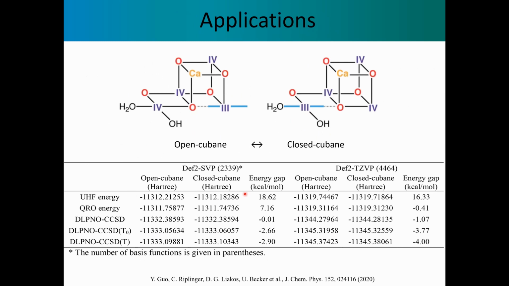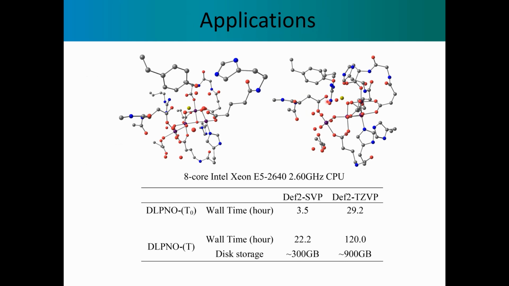I also did some applications for a very large molecule. It contains more than 4,000 basis functions, and this is how the molecule looks. Our program has been parallelized. If you use 8 cores to run these calculations, the (T) takes about 5 days, and the CCSD part also takes about 5 days. So in total, this calculation takes about 10 days. You also need about one terabyte to store all the intermediates on your hard disk. I think it's quite okay.